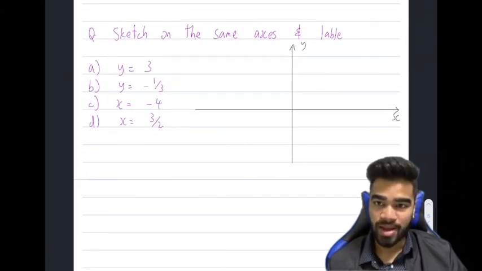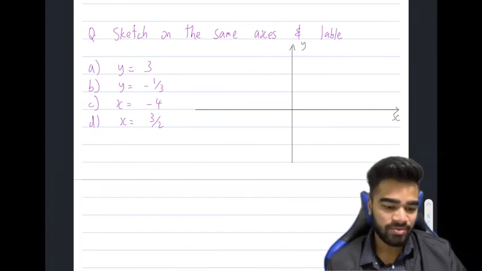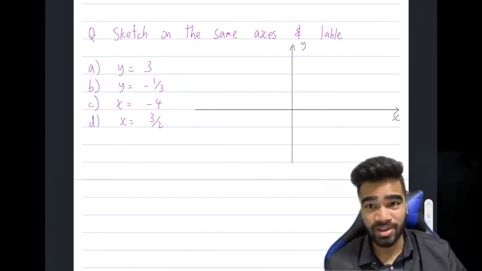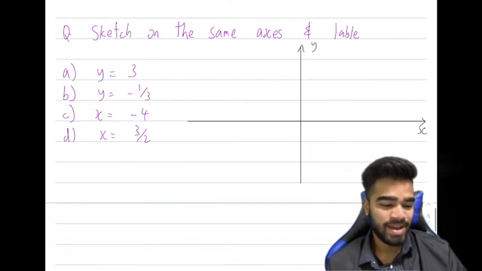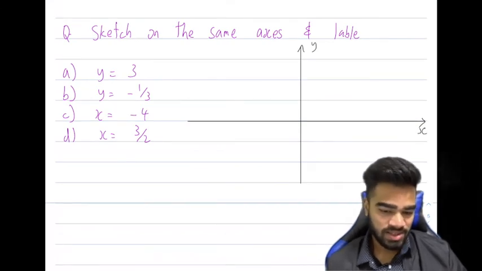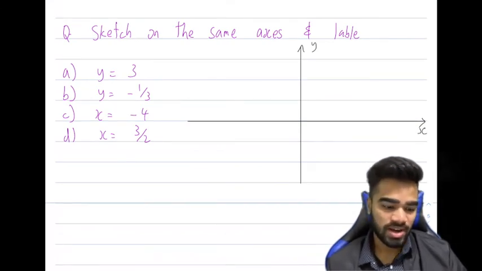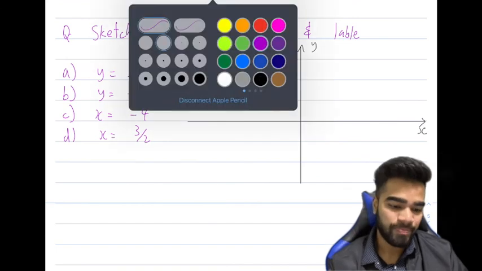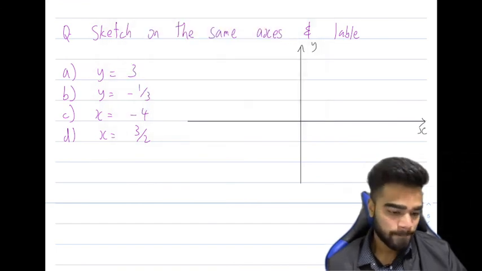So pause the video. One last question for the lesson. I hope you're watching more videos; always watch as much as you can. All right. Sketch on the same axes and label. So you have to sketch all these four graphs on the same axes and label them. So pause the video, have a go. All right, let's do it.